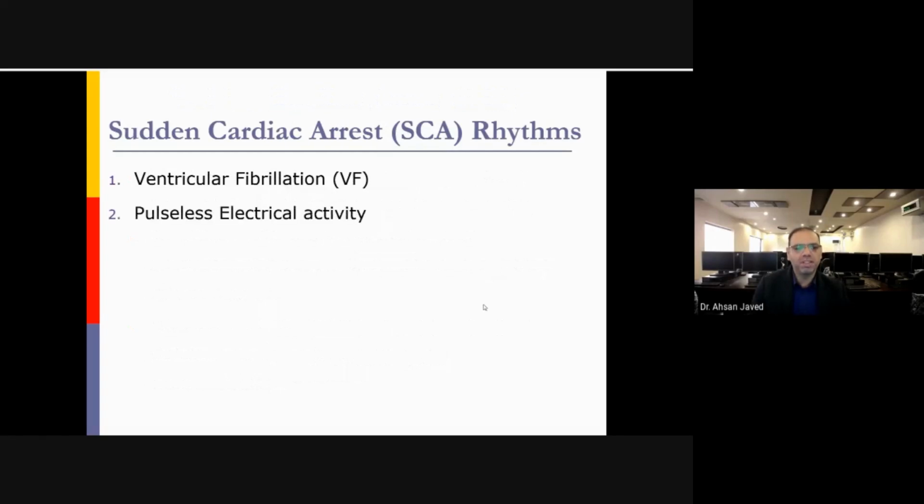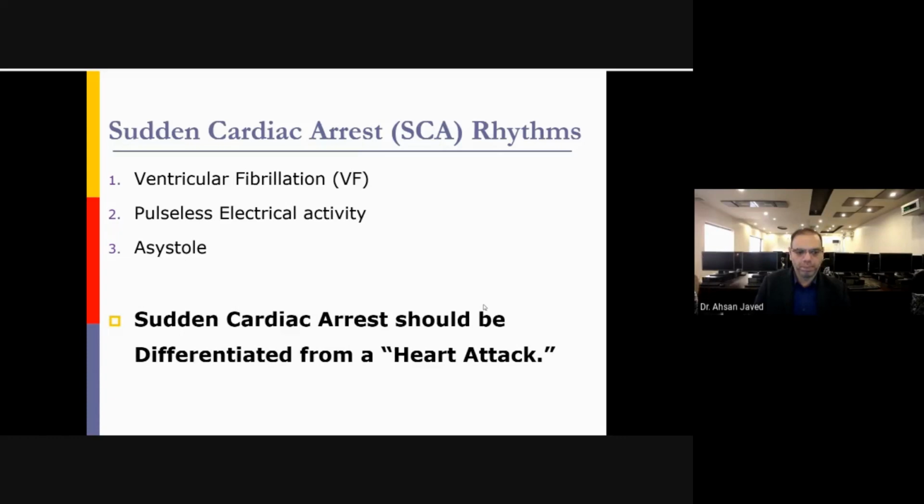It has further classifications. It can be ventricular fibrillation, pulseless electrical activity, or asystole. Sudden cardiac arrest should be differentiated from a heart attack. As we know, in the normal pathophysiology of a heart attack, the patient initially has angina, which is lack of blood flow to the heart tissue because of blockage of arteries, and then it leads to myocardial infarction or heart attack. Whereas in sudden cardiac arrest, there is sudden cessation of cardiac activity, which may be due to an electrical or mechanical component.